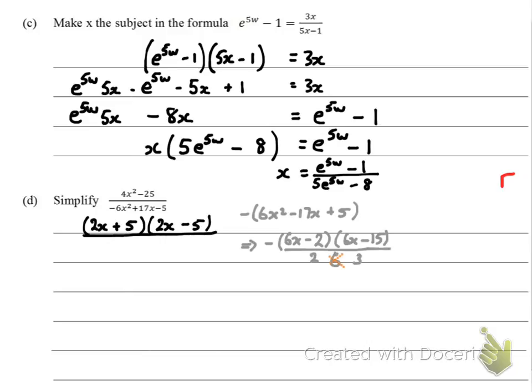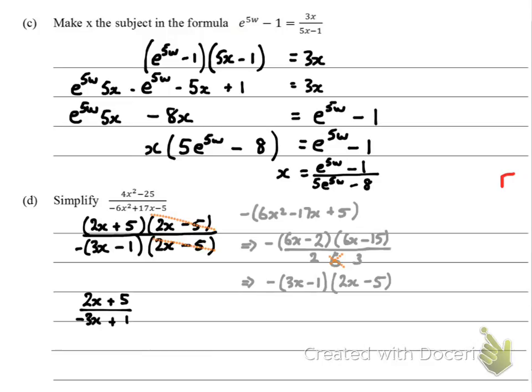Split the 6 up into 2 times 3. 2 goes into the first bracket, 3 goes into the second bracket. Write your denominator. Cancel out the 2x minus 5, and there you've simplified that. So that's fairly basic, easy, if you know what to do for a merit.